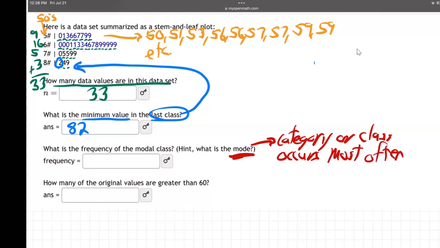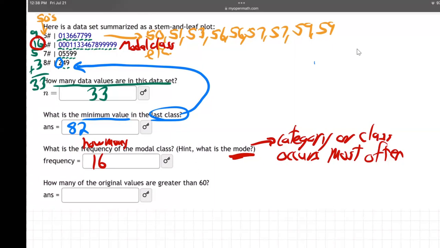So which one of those is the biggest? Well, clearly the 60s. So this is the modal class, right? There's more 60s than there are 50s or 70s or 80s. So that's the modal class. And it says, what's the frequency? What does frequency mean? How many? Like if I said, how frequently do you eat a meal every day? 3 times a day, maybe, right? Frequency means how many. So how many in the modal class? Well, there's 16 numbers in the 60s, which is the biggest class.